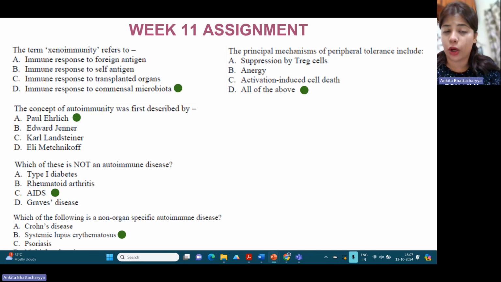So among the options that have been given, if we have to talk about a different species, then the correct answer in that case would be microbiota. That would be because they are not of the same species and the immune response that is generated against them is xenoimmunity, xenoimmune in nature.